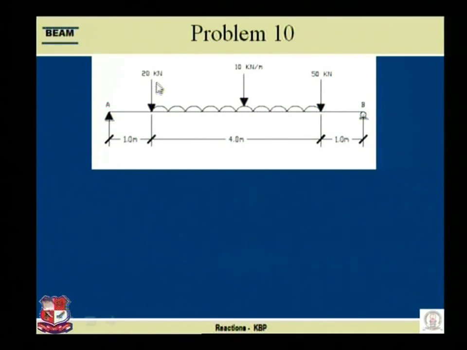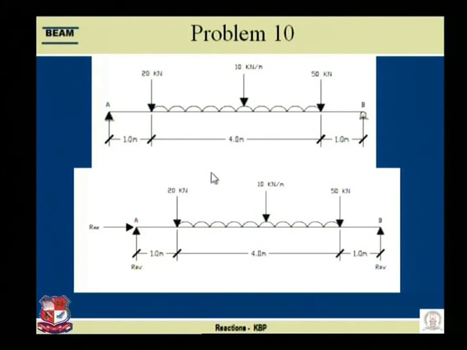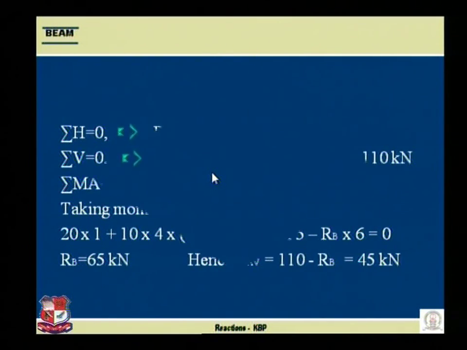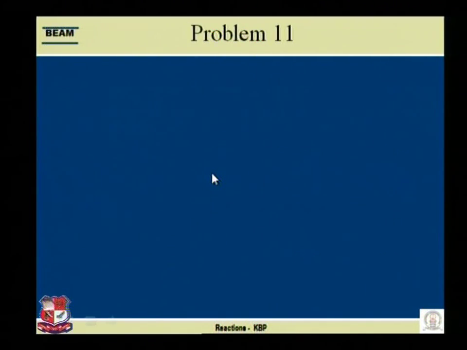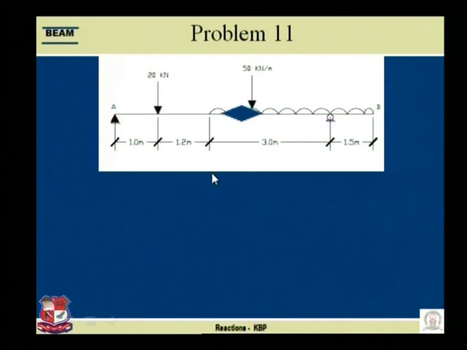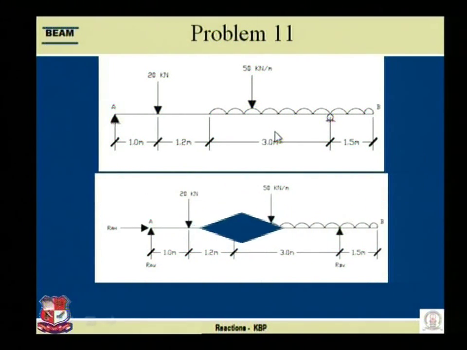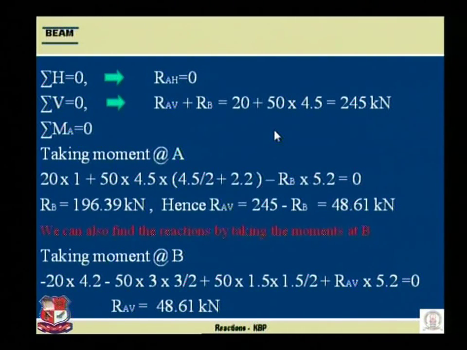Two concentrated loads plus UDL are acting, and we have to find the reactions. Simplified figure and the solution over here. Next problem. An overhanging beam is there, with an overhanging portion, UDL plus point load, and we will be able to find the solution.